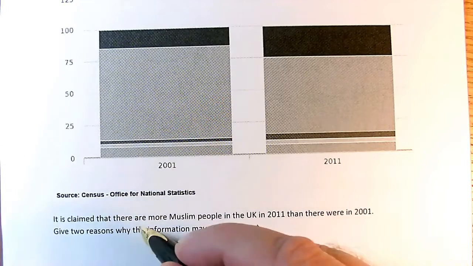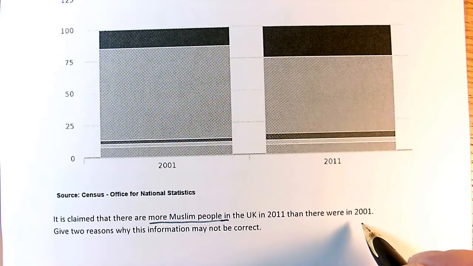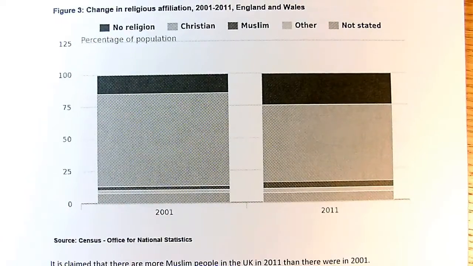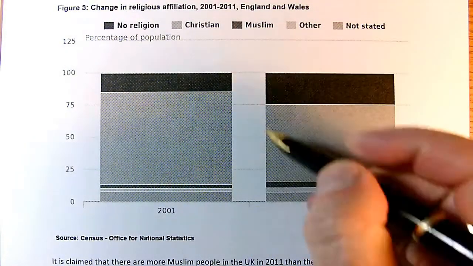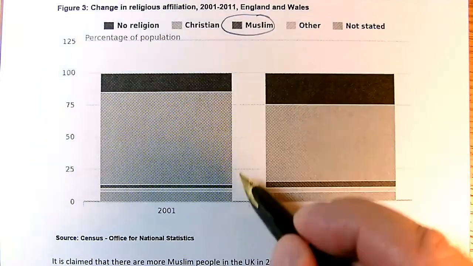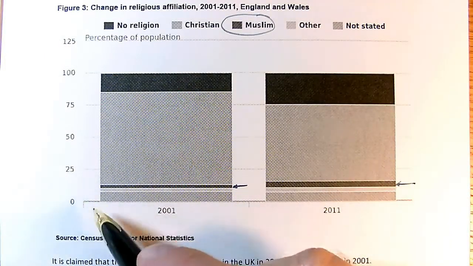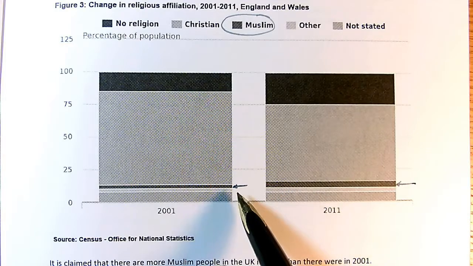So it's claimed that there are more Muslim people in the UK in 2011 than there were in 2001. Looking at the key, it's this thing here. I think they're in the same order both times. So this colour here, I think, is that section there and that section there. Now, it's very difficult to actually use a scale to get any idea of the size of those, but it does seem that there's a bigger block here than there is there.